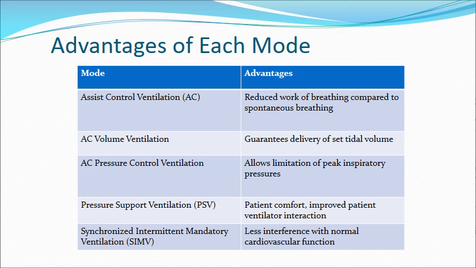So let's discuss the advantages of each mode. So in assist control ventilation, we reduce the work of breathing compared to spontaneous breathing because the ventilator takes charge of every breath. Now, the patient can't initiate a breath, but the machine still controls how they breathe. That's different than SIMV, where a patient can have a normal breath in between, where the machine is not controlling it.